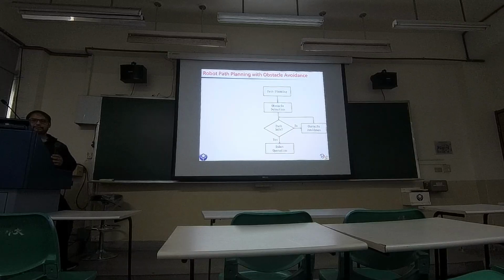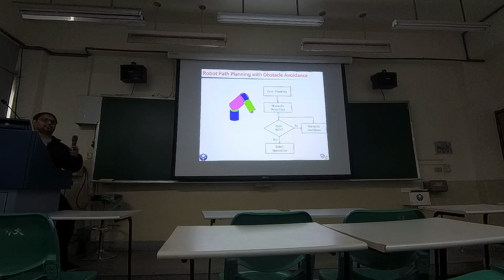So what is robotic path planning and obstacle avoidance? It's about the path planning. First is the path, like from A to B. It has to plan the path from A to B.